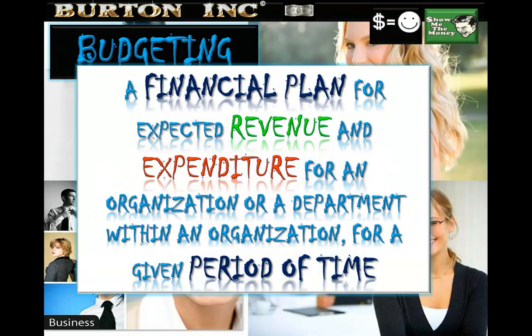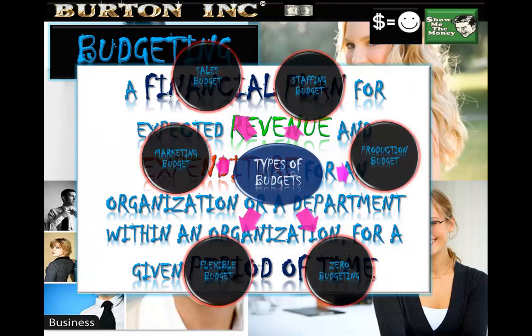We have a definition here: a financial plan for expected revenue and expenditure for an organization or just a single department within an organization, and we need to specify for which period of time we'll be setting it for. So a financial plan, that's key. We'll be looking at revenue coming in, expenditure going out, and that can be for a whole organization, a whole firm, or just a single department within an organization, and typically for a year.